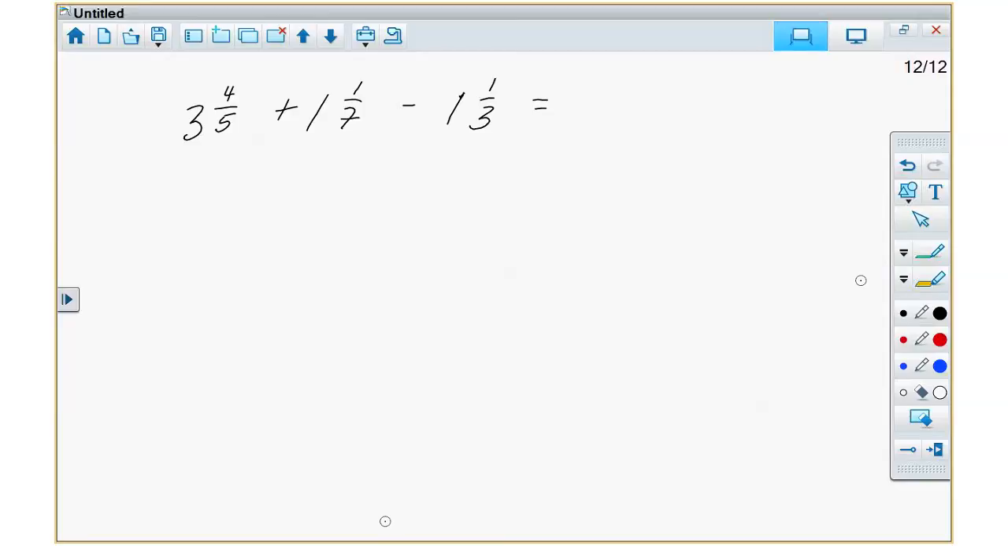Now, there's several ways you can do this, but the first way I would tell you to do it is change them all into improper fractions, because the other two ways can get kind of confusing, and I don't show confusing methods. So change them to an improper fraction first.